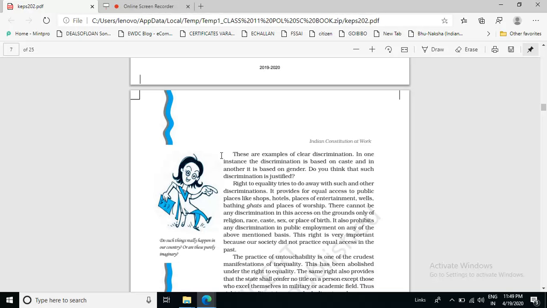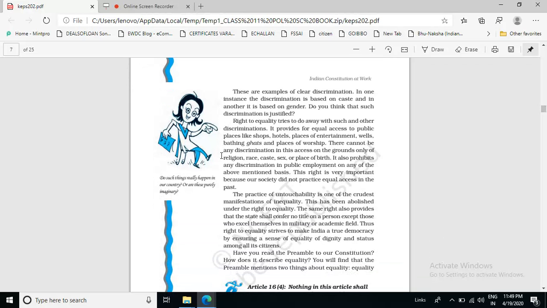Then another problem which was very prevalent in Indian society before independence was the practice of untouchability, which is one of the crudest manifestations of inequality. This was a very unethical and immoral act which was in practice in India, and the sufferers were of course the Dalits, the so-called lower caste of the society, who were considered untouchable.